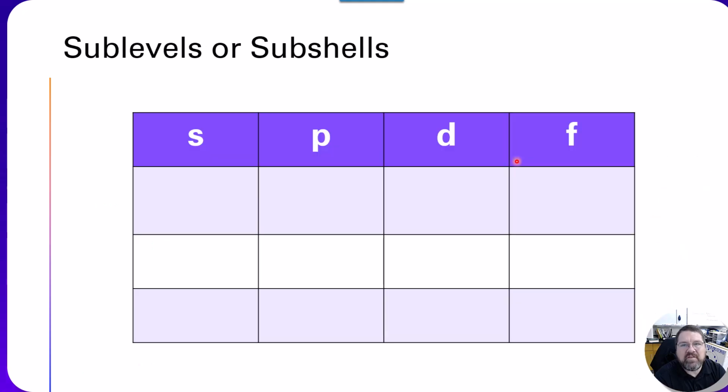So when we think about the different types of sublevels, again, they are designated S, P, D, and F. And so every single main energy level, 1, 2, 3, 4, 5, 6, 7, all of them are going to have an S sublevel. S sublevels, no matter if it's 1, 2, 3, 4, 5, 6, or 7, will always have one orbital capable of holding 2 electrons.